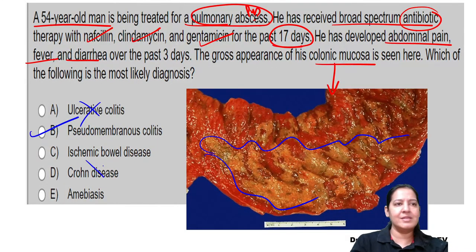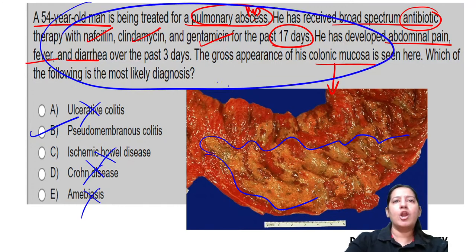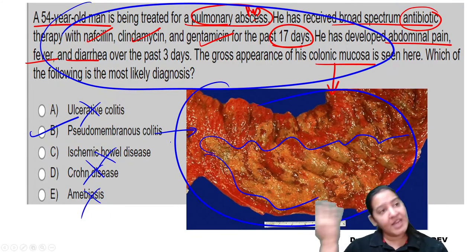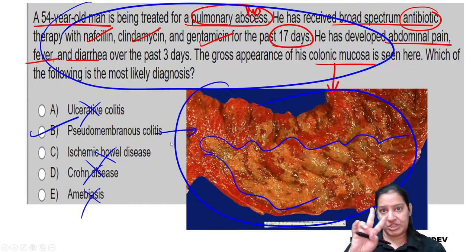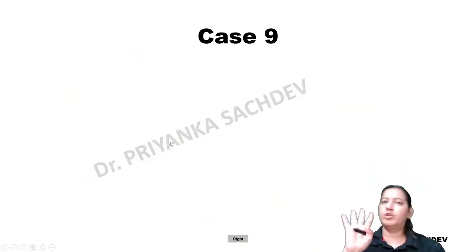It is not ulcerative colitis, Crohn's disease, ischemic bowel disease, or amebiasis. No. The history is matching, the clues given in the question along with the image. Both are matching in pseudomembranous colitis. Let me teach you what pseudomembranous colitis is, then I will come on these questions again. I have taught you two questions right now, this one and the next one. I will teach you both again.